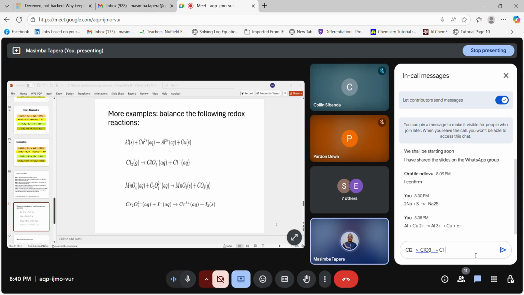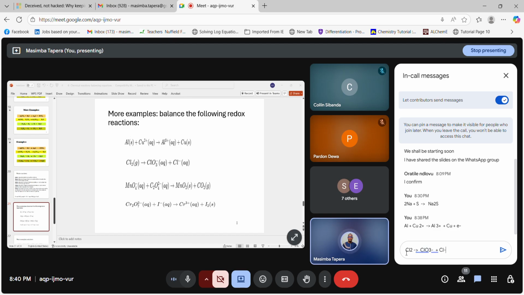So for chlorine it is balanced. Then now, the other element that we have is oxygen. If you can see, we have ClO3. So we have O3 on this side of the equation, but on this side we don't have oxygen.